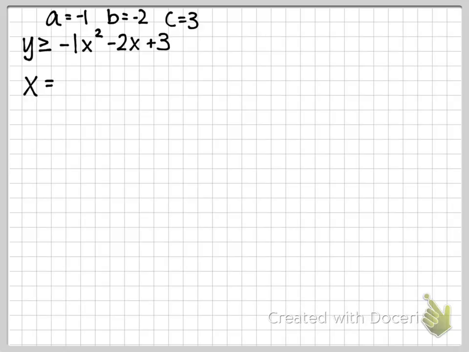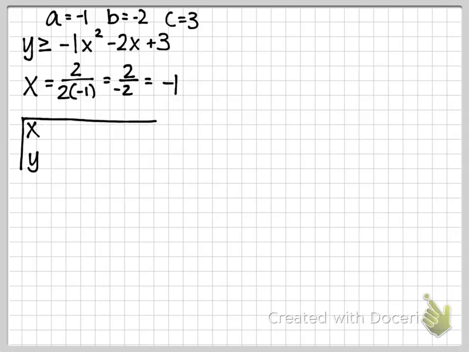Well, x equals negative b over 2a. Very good. What if b is already negative? What does it make it? Positive 2 over 2 times negative 1, 2 over negative 2, which is negative 1. So our chart is going to use the same start and end, but it's not going to be the same numbers. Why? Because it's not the same equation.